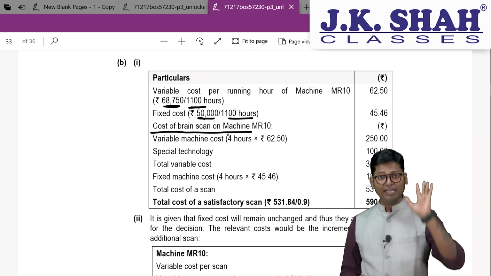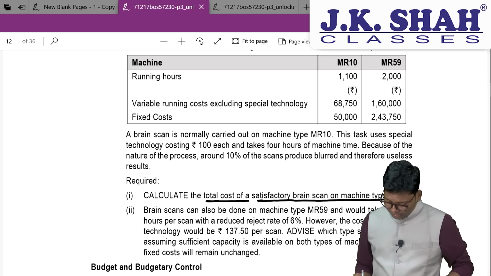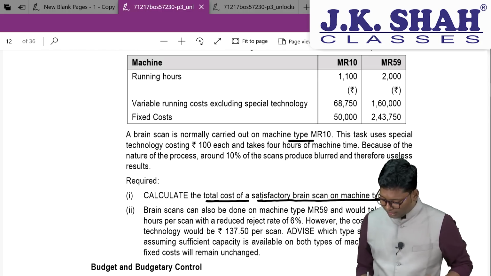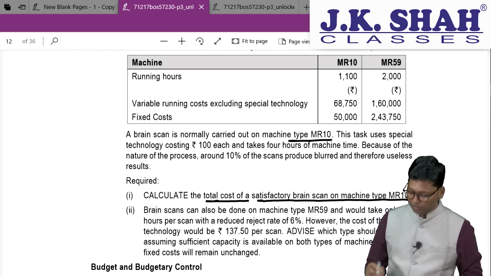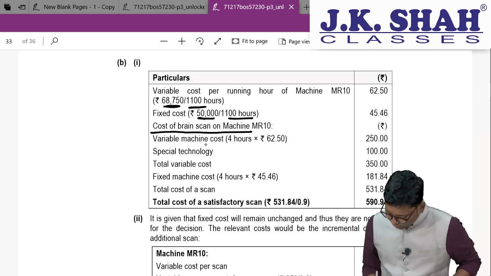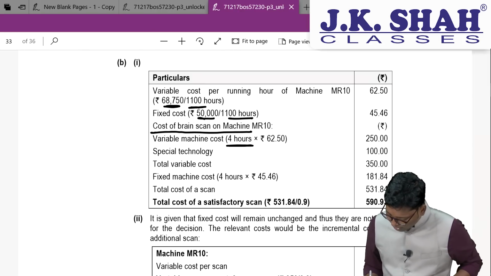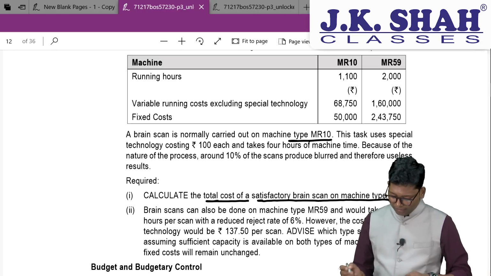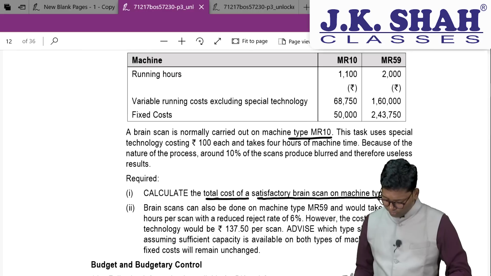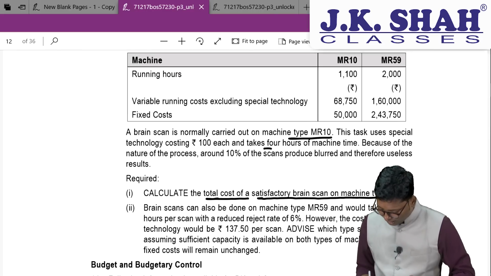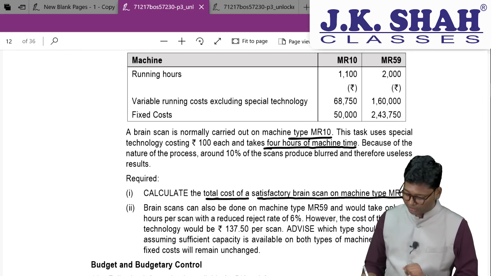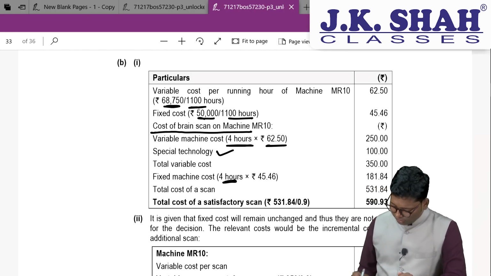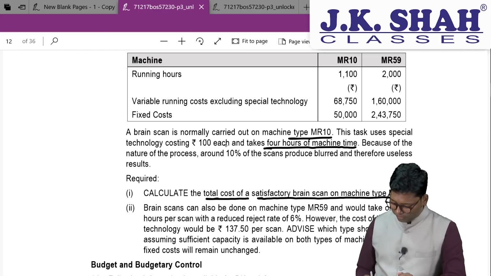That is also already converted and recorded. Now the question itself says this particular brain scan is normally carried out on machine type MR10. If you read the next line, variable machine cost is 4 hours into 62.5. So 4 hours are considered for the purpose of calculation, because 4 hours of machine time is given in the question. So 4 hours into the hourly rate is considered. Special technology cost is directly given, that's why it is directly recorded, 100 rupees.